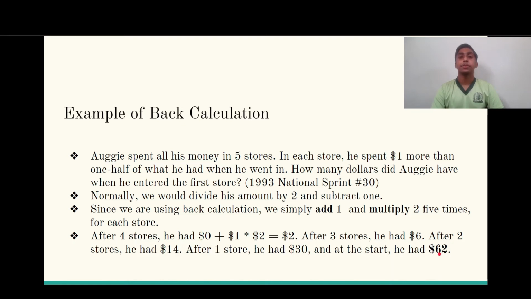Normally, sometimes they just give you the $62 and ask how much money he has at the end. But in this case, since we want to find the money he had at the beginning, that's where we're going to use back calculation. And as you can see, it wasn't anything super complicated. It was just a little bit of PEMDAS, and we're just doing it multiple times. So again, what we're really doing here is back calculating by using addition and multiplication instead of division and subtraction.